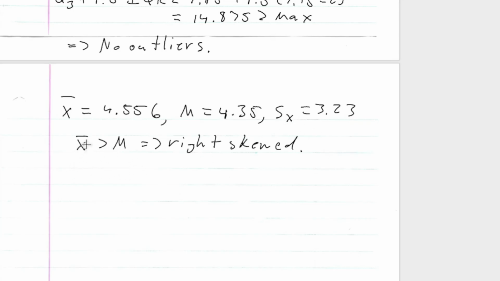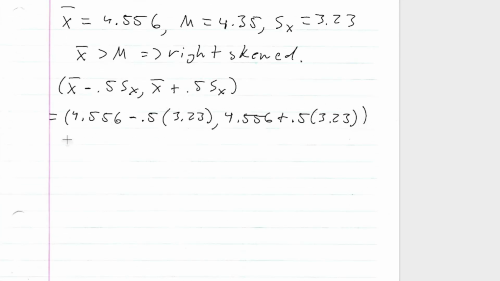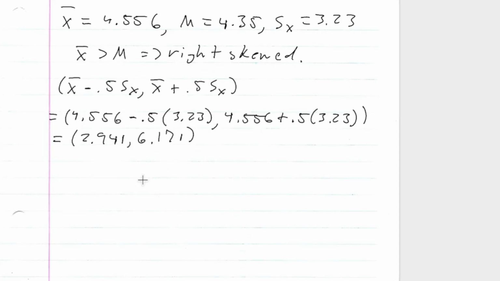So the way we're going to determine that is if the median is within half a standard deviation of x bar. So we'll have x bar minus 0.5 times the standard deviation of x, and x bar plus 0.5 times the standard deviation of x. This is equal to 4.556 minus 0.5 times 3.23, and then 4.556 plus 0.5 times 3.23. And this interval is going to be 2.941 and 6.171. All right, so we can clearly see that the median is within half a standard deviation of x bar. So this tells us that the distribution is only slightly right skewed.